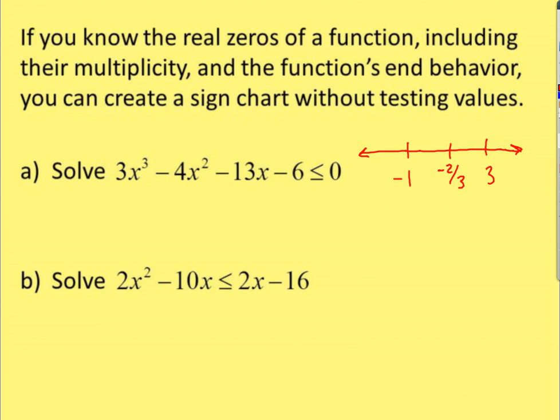Now we can look at the end behavior. If you remember, the degree of your largest exponent will tell you if the function is going to be even or odd, so if the ends are going to go in different directions or the same direction. Since this is an odd number, we do know the two ends are going to go in opposite directions. Our leading coefficient in this case is a positive 3.